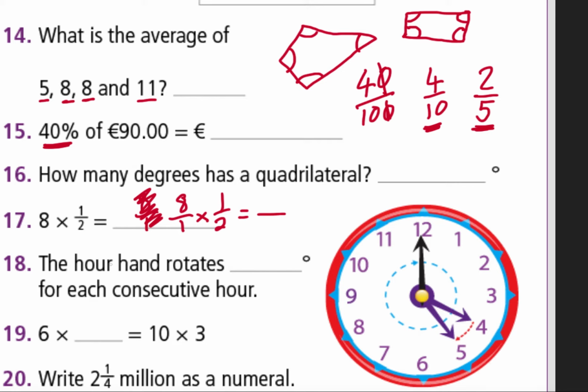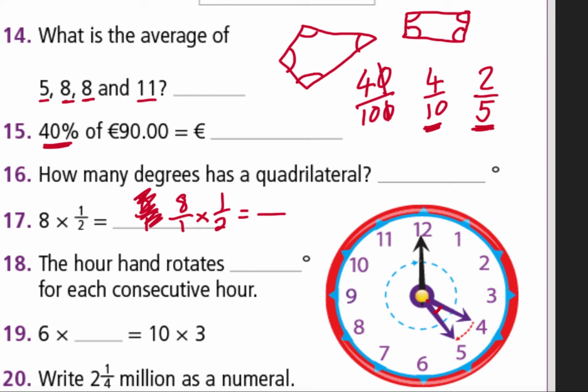Question 18, the hour hand. Now remember, the hour hand is the short one here, and it shows you it pointing at 2 different spots. The hour hand rotates how many degrees for each consecutive hour? Now, that's a fancy way of saying each hour. How many degrees does it rotate each hour? And it shows you this angle in here. That's how much it rotates between 4 and 5.